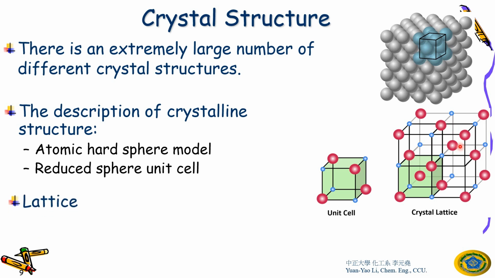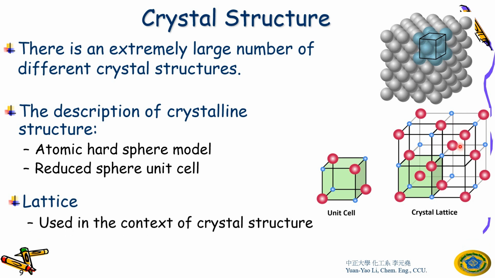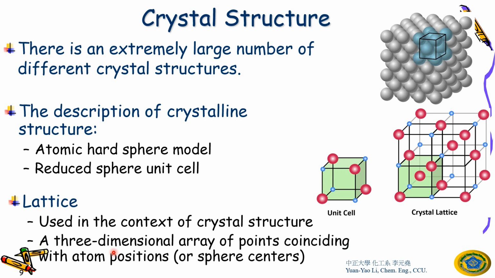Another term is lattice. What is lattice? In the context of the crystal structure, this is lattice distance. It is a three-dimensional array of points coinciding with the atom positions. Okay, so this is what we call lattice.